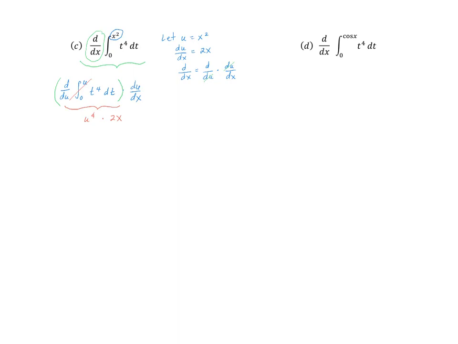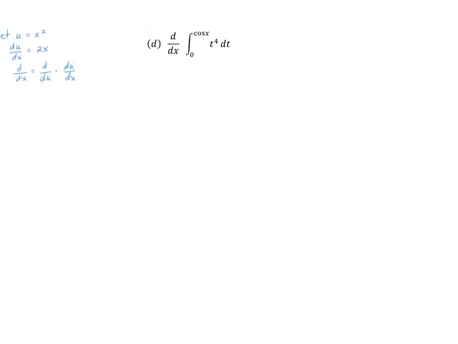However, we were supposed to simplify with respect to the variable x, not u. So I'm going to substitute back the x squared for u, and this becomes x to the 8 times 2x, which is simply 2 times x to the 9. Okay, so you see what we're doing here? We're getting it to look like the fundamental theorem of calculus.